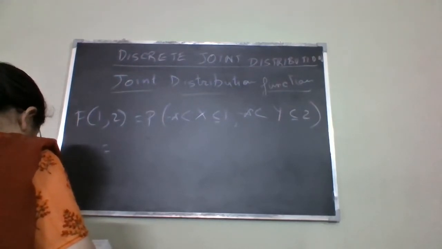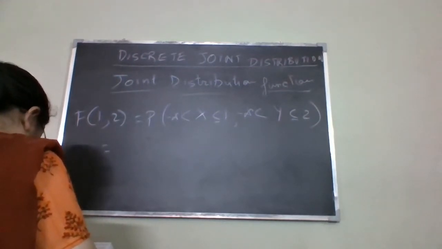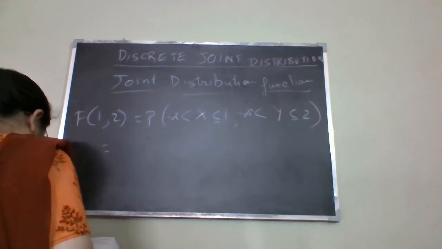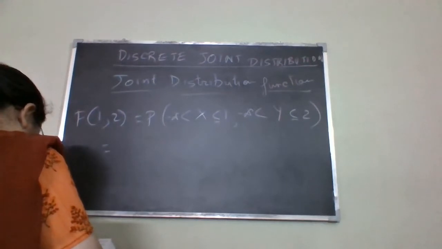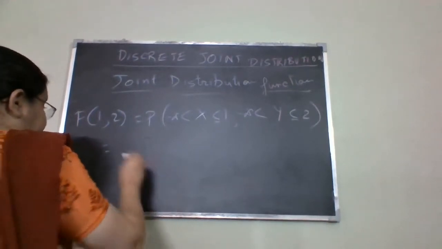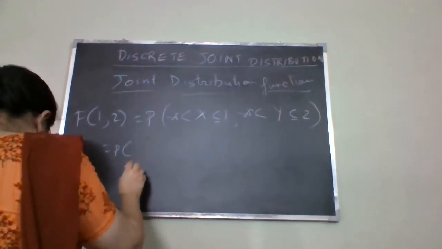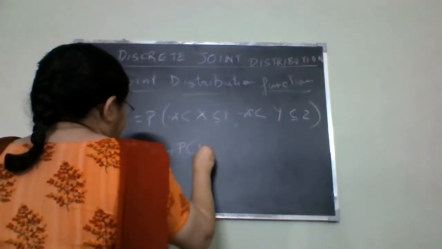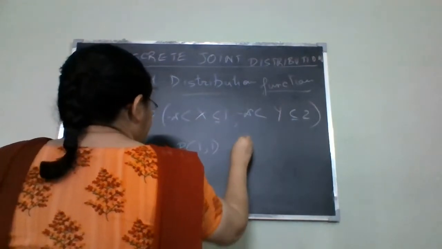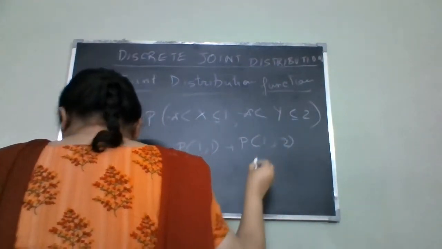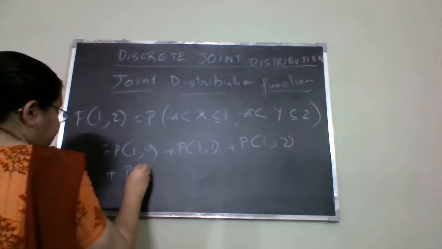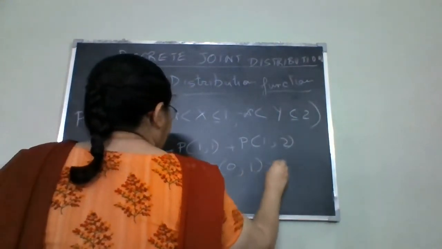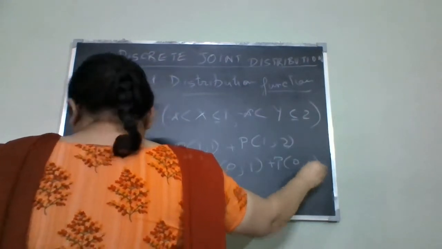Okay. So first let us calculate with x and then we will calculate it with y. So x values also include this particular one. So we can have P(1,0) plus P(1,1) plus P(1,2) plus P(0,0) plus P(0,1) plus P(0,2).